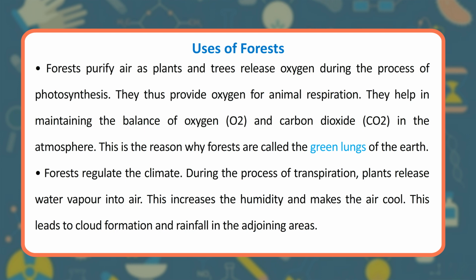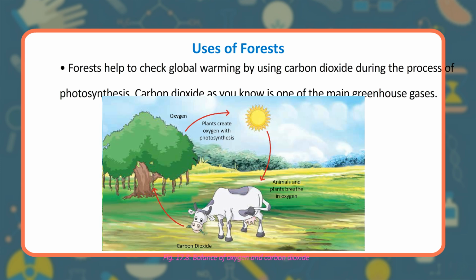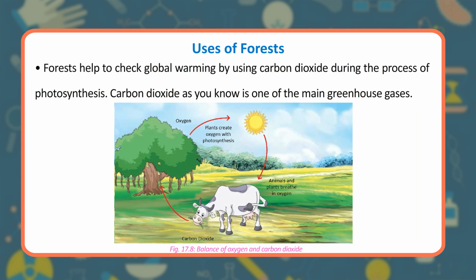Forests regulate the climate. During the process of transpiration, plants release water vapor into air. This increases the humidity and makes the air cool. This leads to cloud formation and rainfall in the adjoining areas. Forests help to check global warming by using carbon dioxide during the process of photosynthesis.